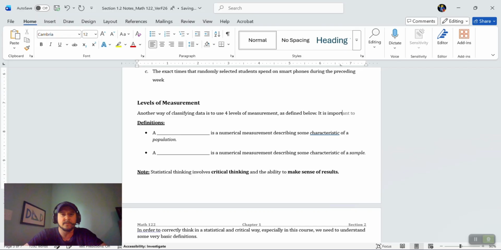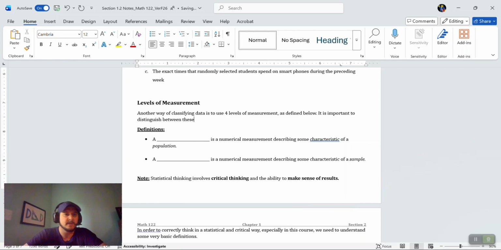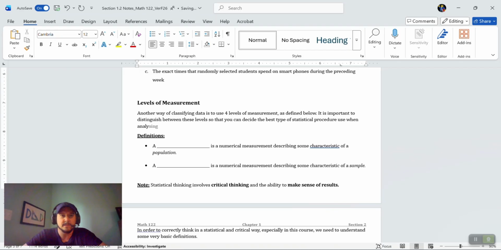It is important to distinguish between these levels so that you can decide the best type of statistical procedure to use when analyzing data. Yeah, I think that's fine.